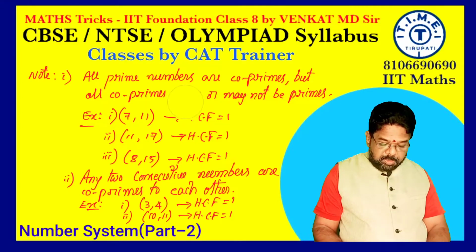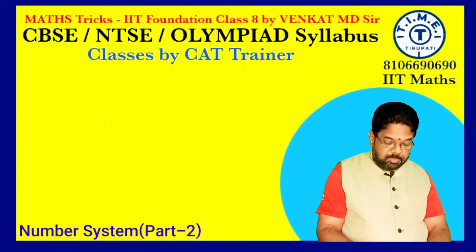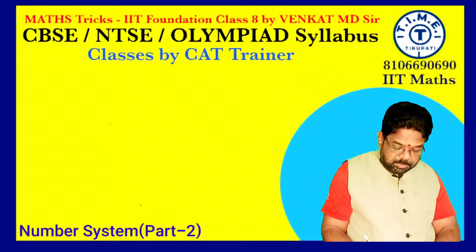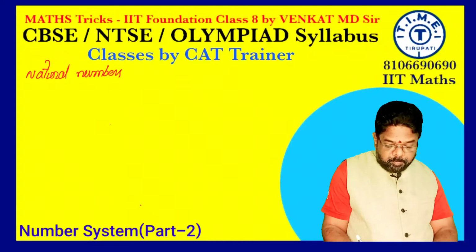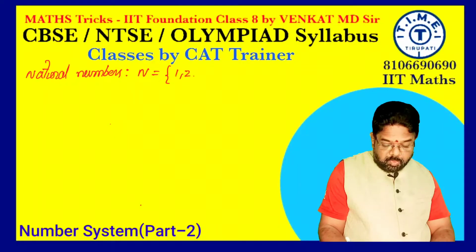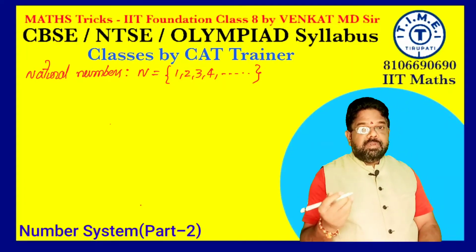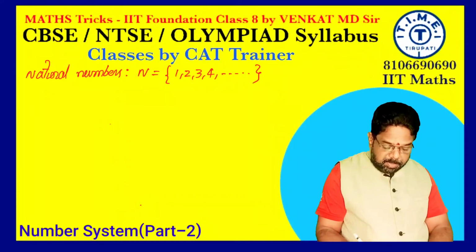Now the next one is the different categories of numbers. So what are the different categories of numbers? That also I will discuss with you. So natural numbers. Natural numbers are denoted by capital N. Natural numbers begin with 1: 1, 2, 3, 4 and so on, up to infinity. So what is the least number in natural numbers? 1. What is the largest number? Infinity.